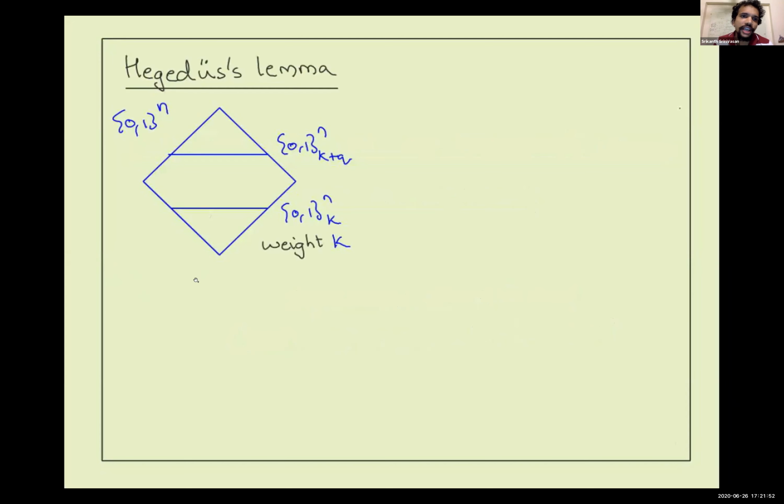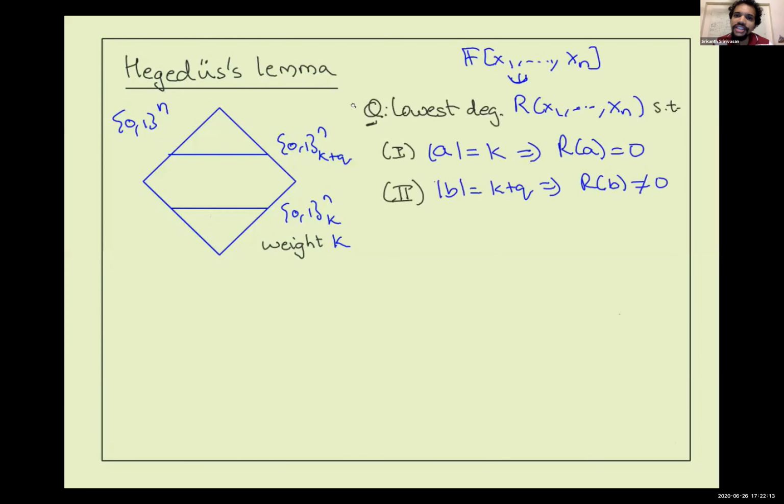Okay, so this is my picture of the n-dimensional hypercube. Let's take two different layers in the n-dimensional hypercube. So let's look at points of weight k for some integer k, and points of weight k plus q for some other integer q. Hegedus lemma at a high level asks about how well polynomials can distinguish between these two weights in the hypercube. Slightly more formally, the question is, what is the lowest degree polynomial that vanishes at all points of weight k, but does not vanish at any point of weight k plus q?